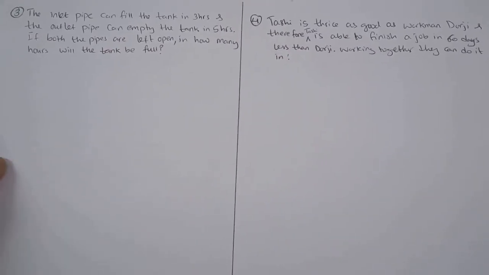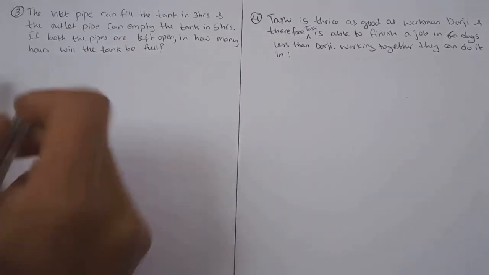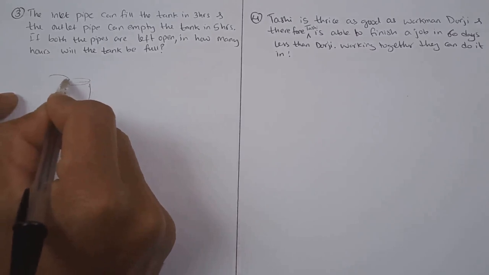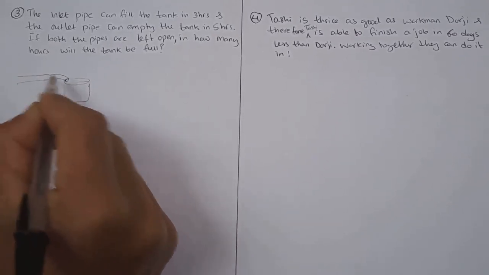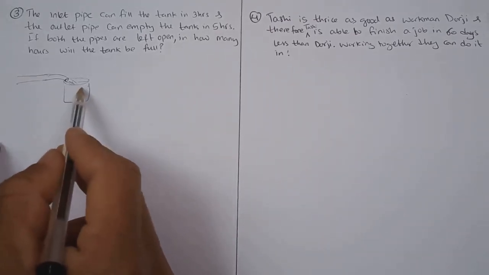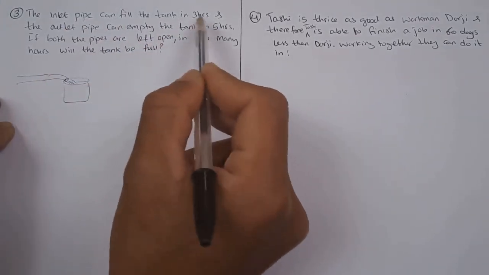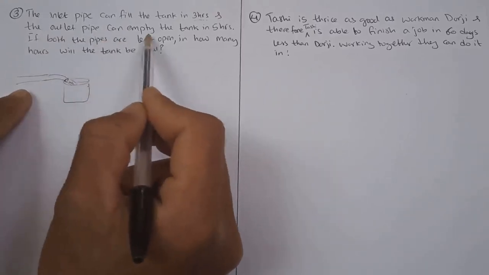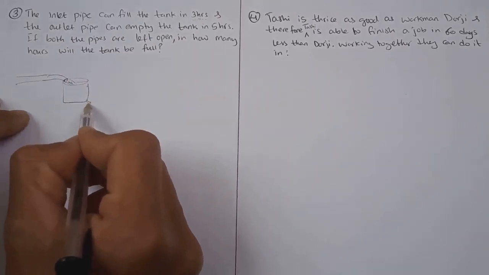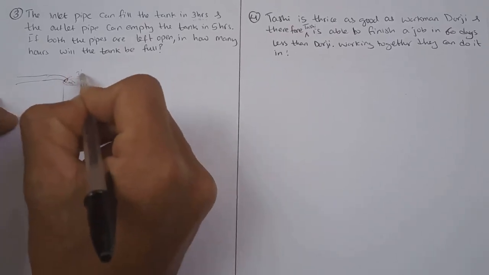Next question. The inlet pipe can fill the tank in 3 hours. Let's say this is the inlet pipe, and it can fill the tank in 3 hours. Similarly, the outlet pipe can empty the tank in 5 hours. Let's say this is the outlet pipe, which empties the tank in 5 hours, and the inlet fills it in 3 hours.